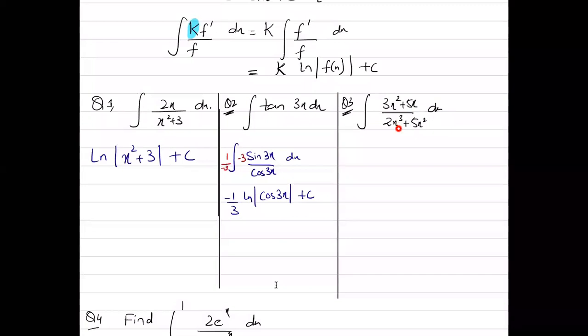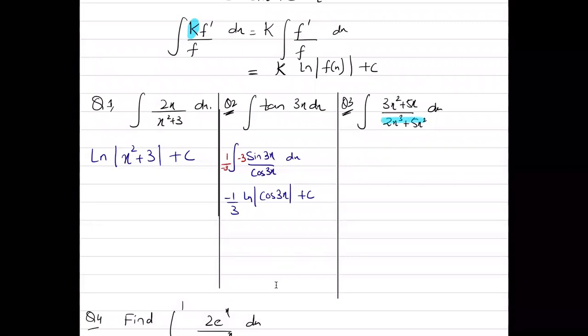Integration of 3x squared plus 5x upon 2x cubed plus 5x squared. So again, it's a fraction given to you. What is the differentiation of the denominator? Sorry, I was muted. It's x squared plus 5x. No, the differentiation of the denominator. The denominator is 2x cubed plus 5x squared. So what is going to be the differentiation? Differentiation is going to be 6x squared plus 10x: 6x squared, 2 times 3, and 10x, 5 times 2.